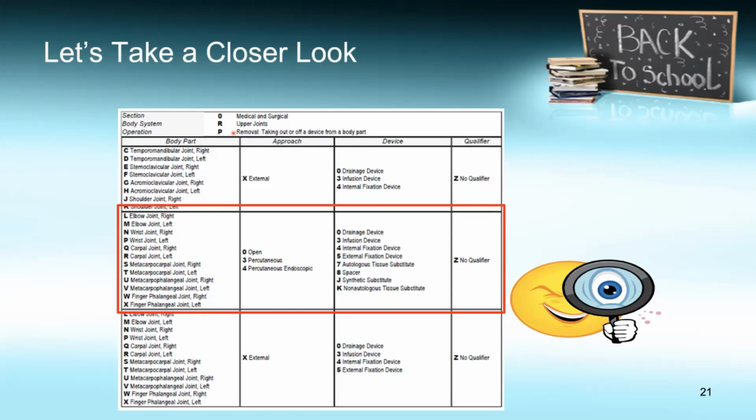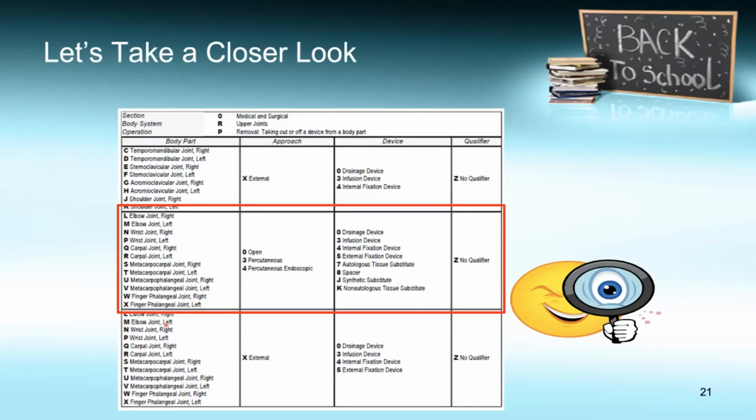So if I was trying to do a code and I said 0RP for my first 3 characters, and then I wanted to say that it was the elbow joint right, so that's in my second row. But then I wanted to say open approach, and I wanted to do an internal fixation device, which is a character 4. Well, something's not right because I can't go from here to here. This one also has internal fixation device, so that would be okay because it's in the same row.